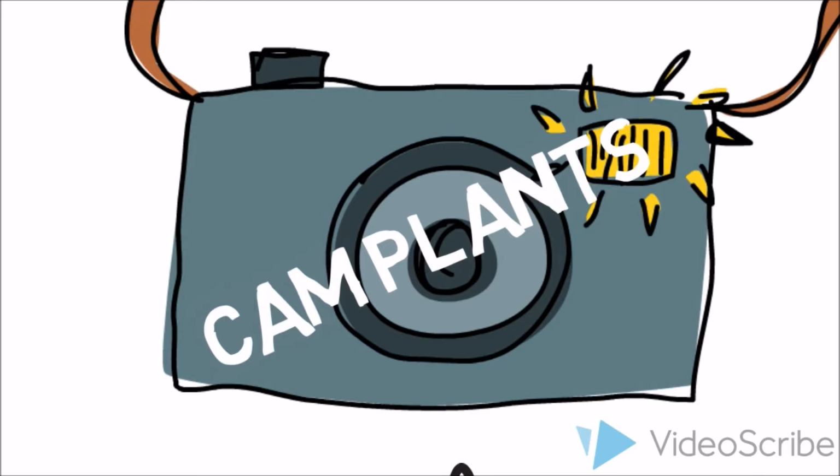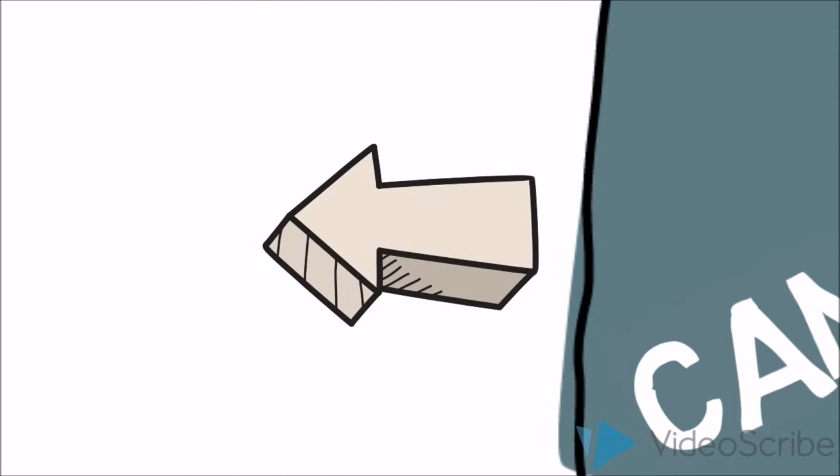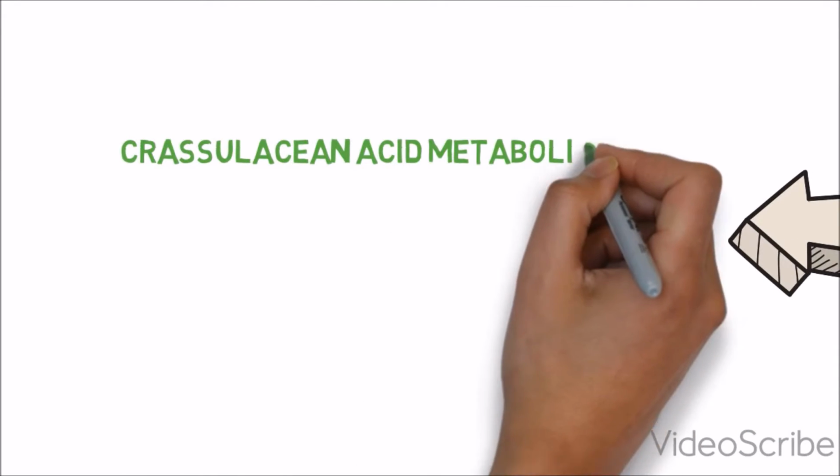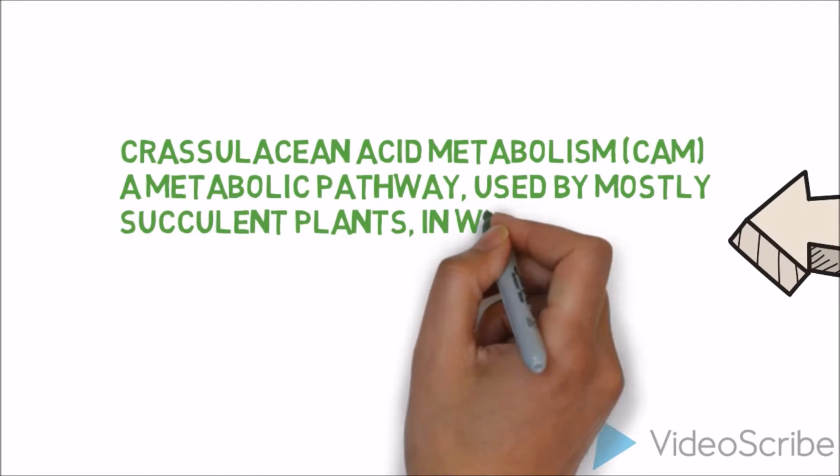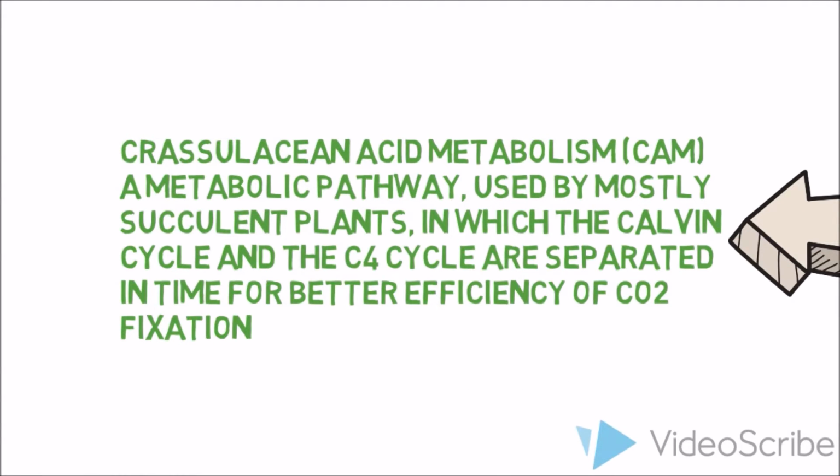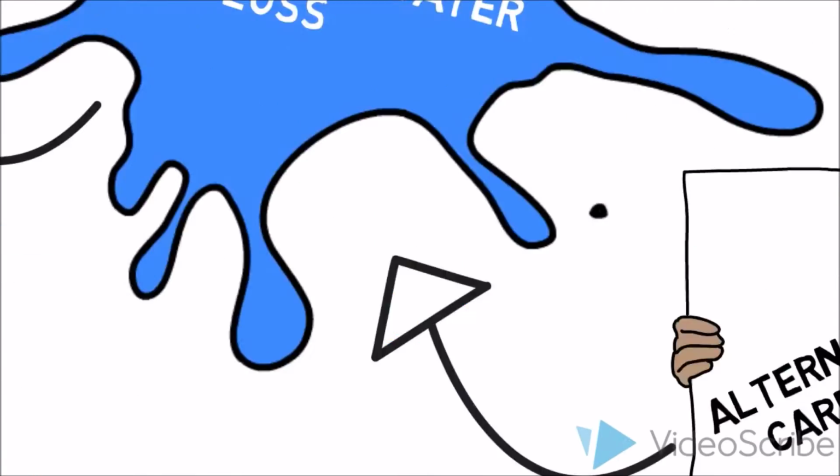And now we look at CAM plants. CAM is a metabolic pathway used mostly by succulent plants in which the Calvin cycle and C4 cycle are separated in time for better efficiency of CO2 fixation.